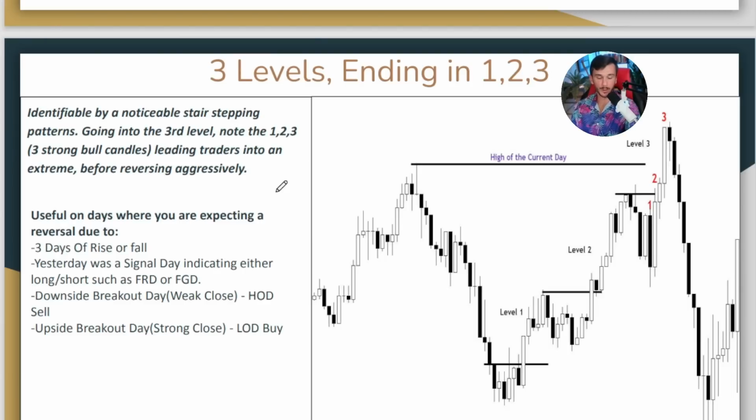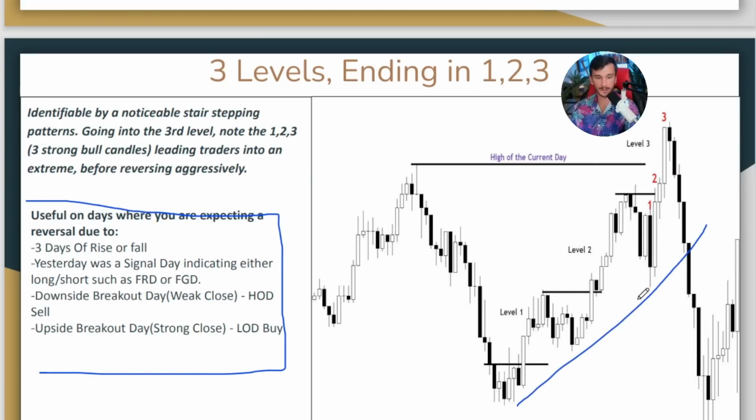But I really do enjoy seeing these, especially in the last leg or the last level of a larger template. Or even if I have, let's say, a first red day and I'm looking for the sell opportunity, that would be a good example.